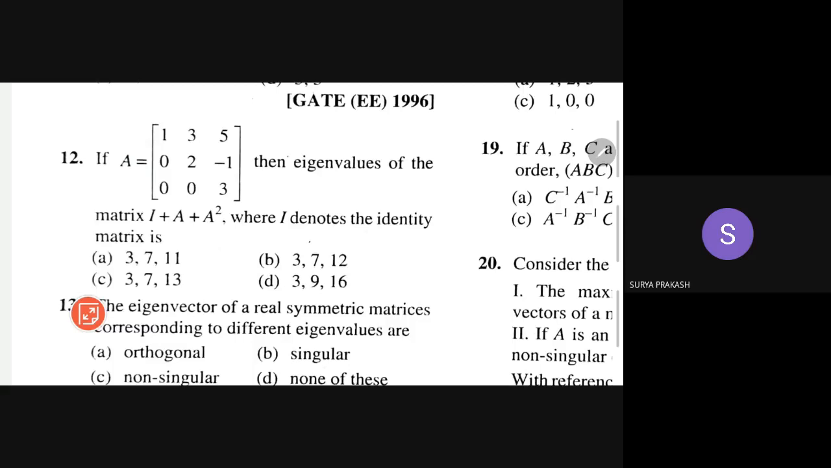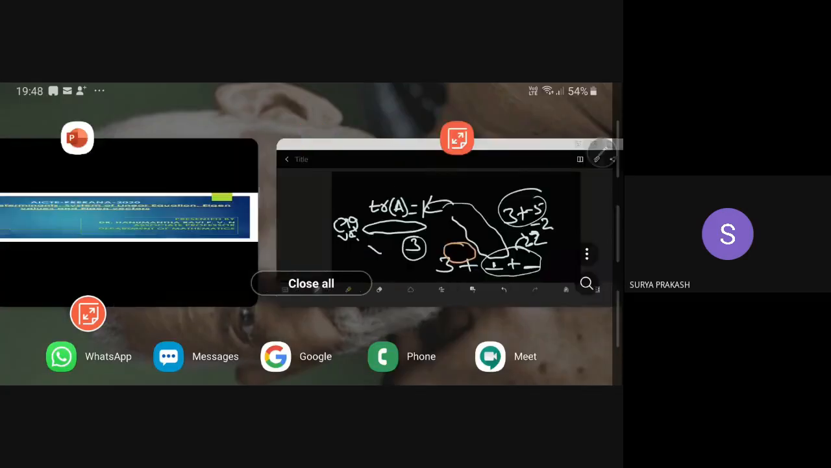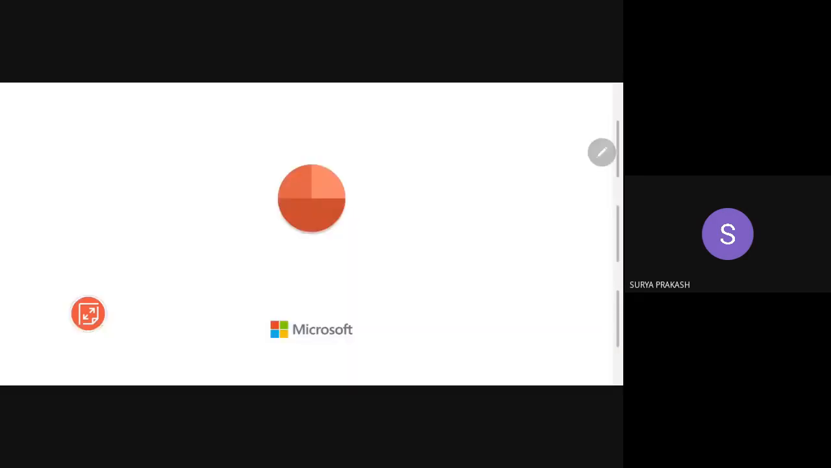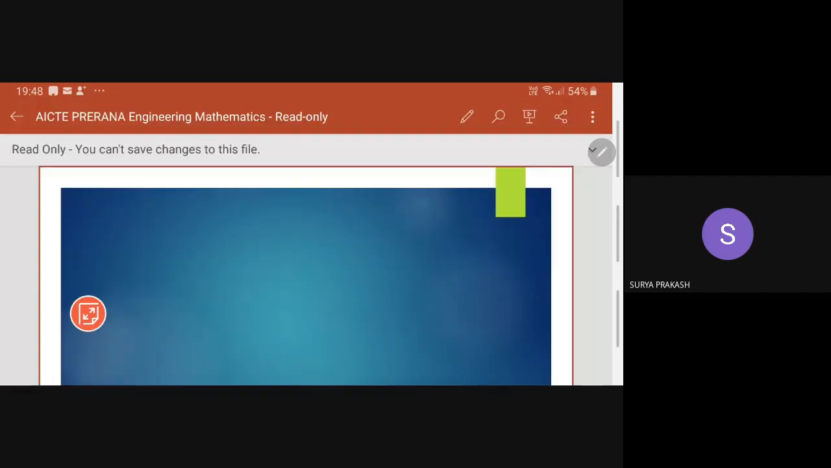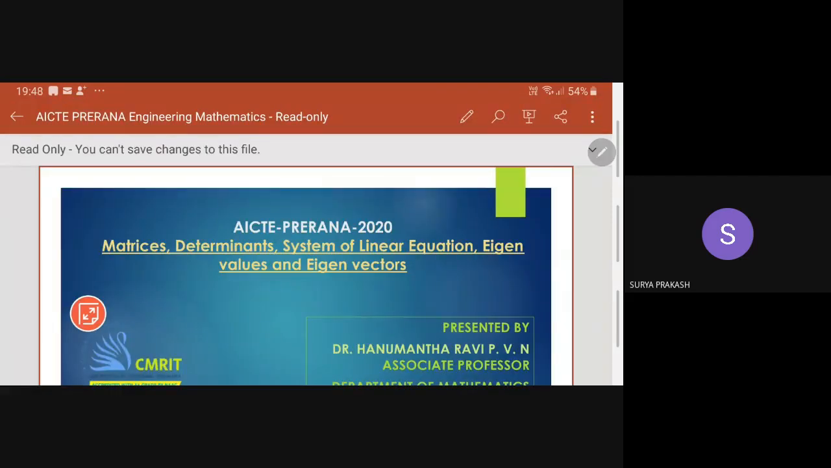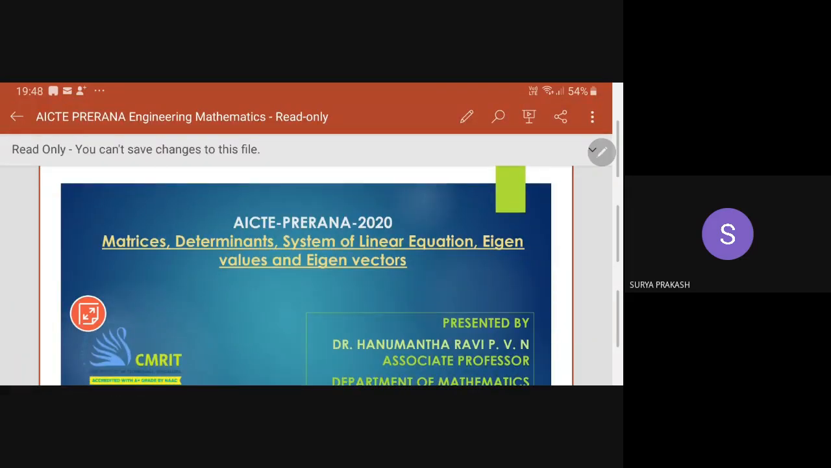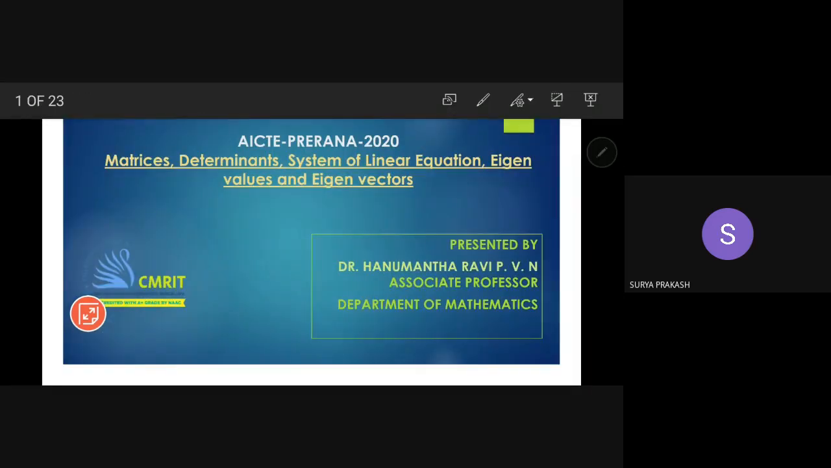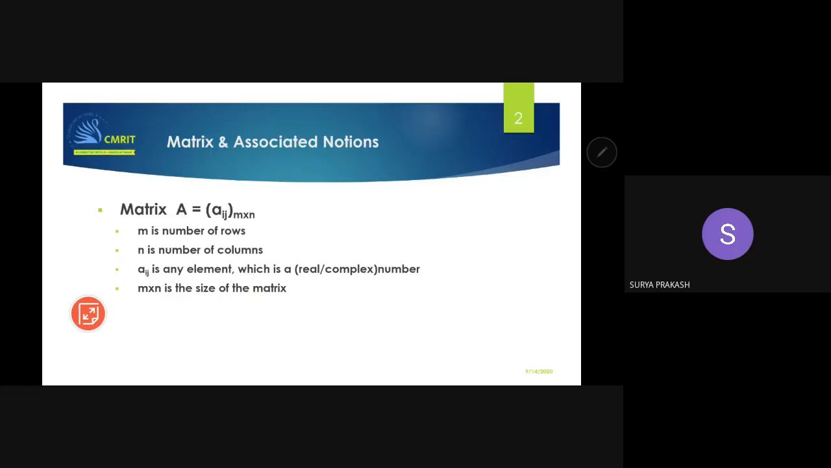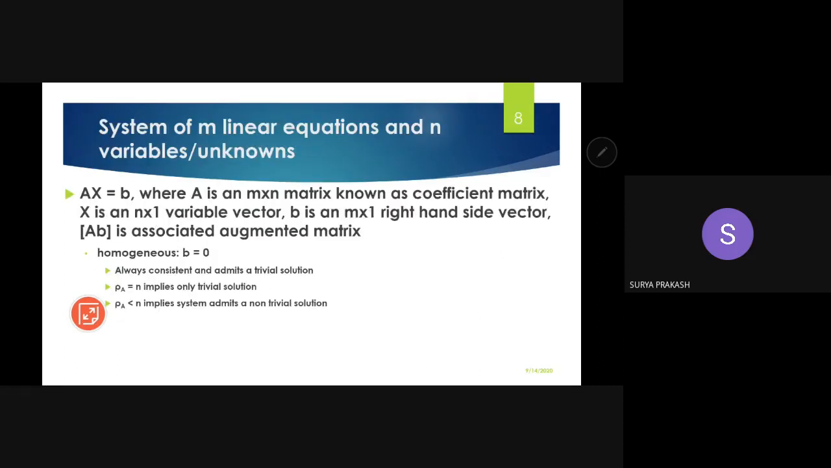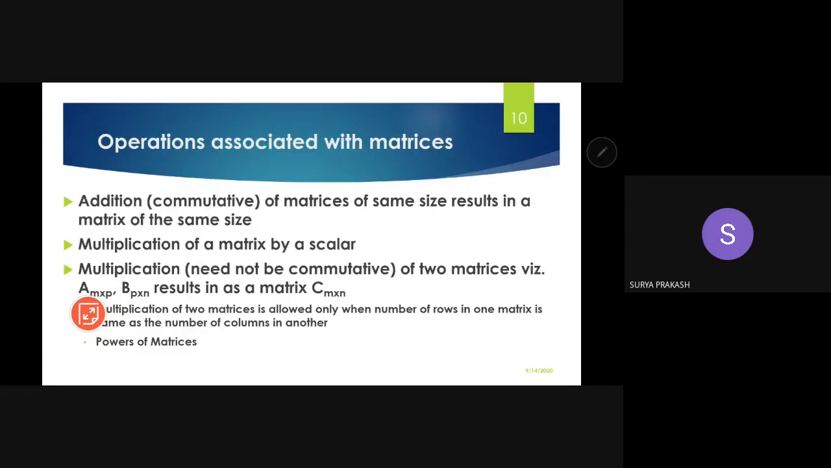The eigenvalues, see, I want the PPT to be opened. Some problem is there, I think, yeah, thank God. This I'm worried. So good. Now I got. So if you go to this slide, I will tell you eigenvalues, eigenvectors.